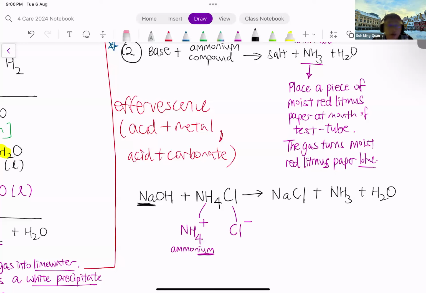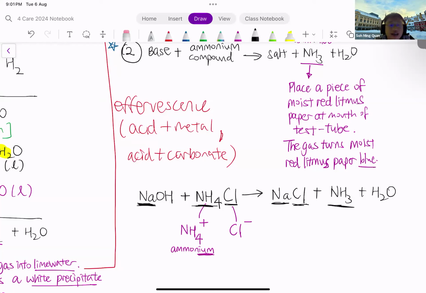Now, how do I know that this is already balanced? Now, this is already balanced because I can easily count. I have one sodium on the left, one sodium on the right. One chlorine on the left, one chlorine on the right. Finally, one NH4, one NH3. Now, this is a pattern. If you have one NH4 on the left, you will form one NH3 on the right.